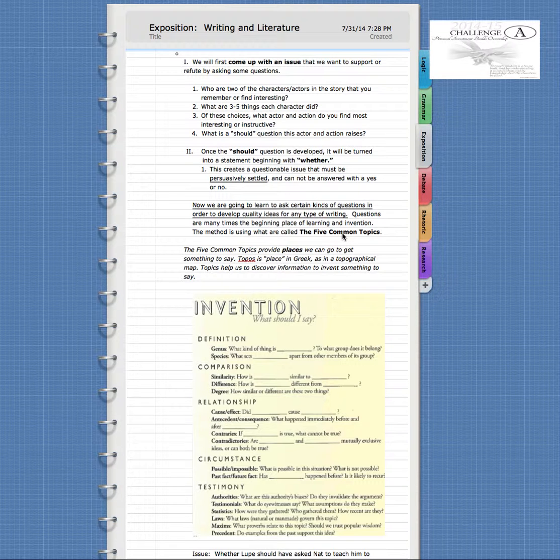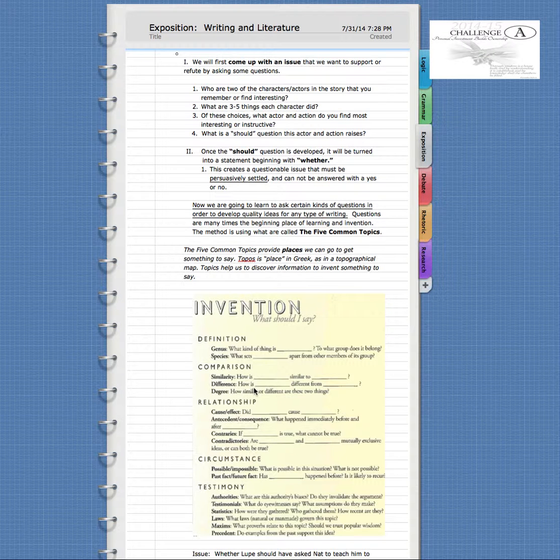Once we've come up with an issue and we begin our Annie chart, the 5 common topics are 5 categorized types of questions that can be used to come up with more ideas, and to pinpoint some reasons and proofs for our persuasive essay. Those 5 common topics are definition, comparison, relationship, circumstance, and testimony.